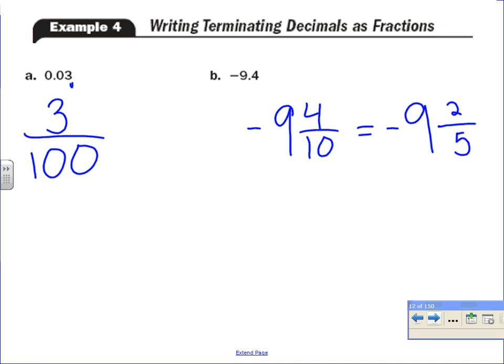Annalise? That's right here. That's right. You said you had negative 9 and 4/10. That's a mixed number. Oh. Okay, I mean, you can do that. That's fine. I'm going to leave it as a mixed number. That's fine. Doug? Annalise just said that. That's fine.